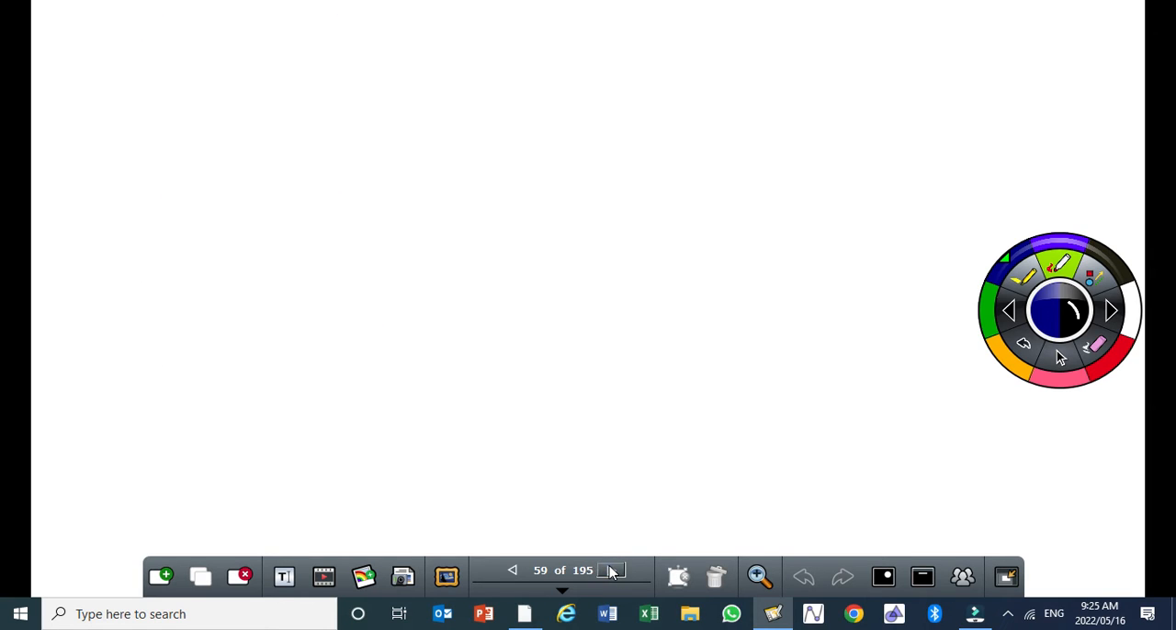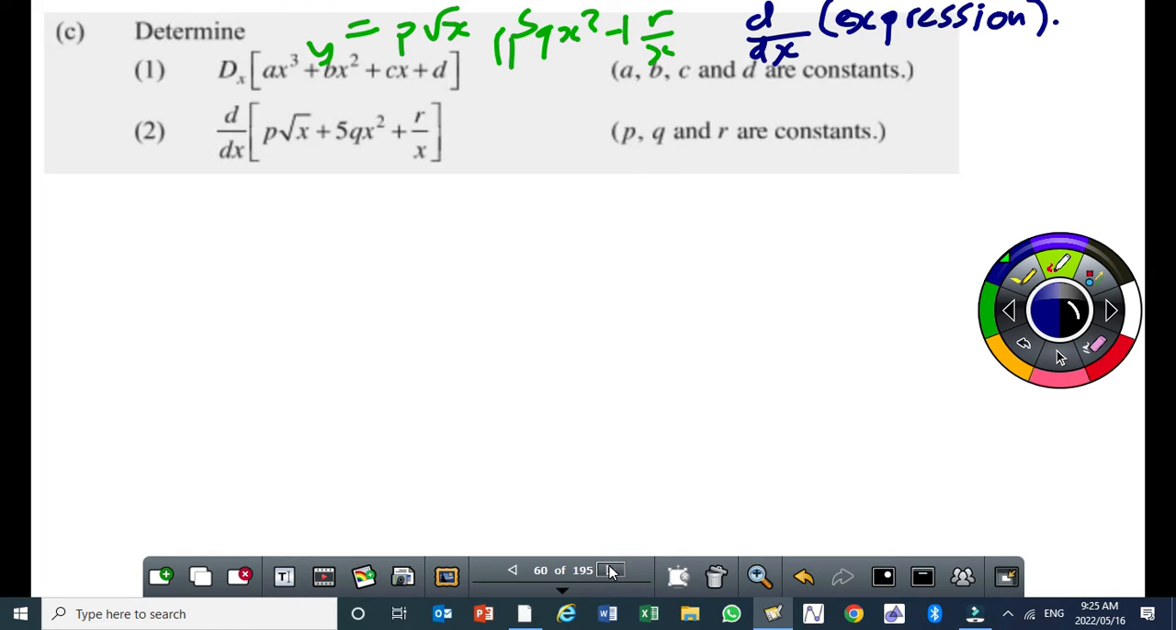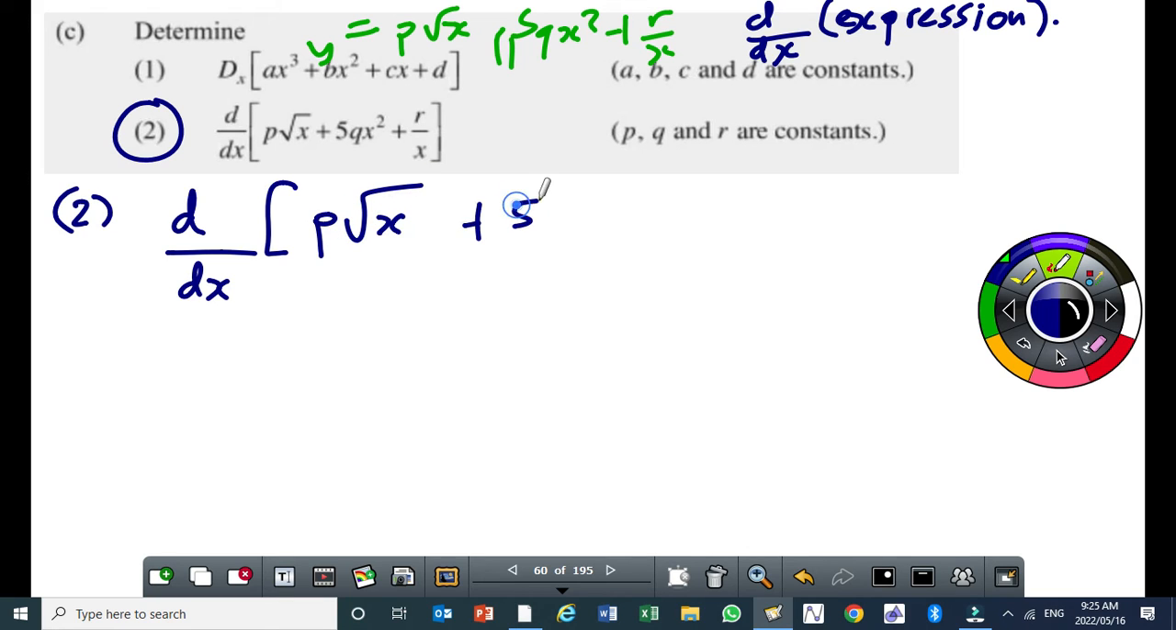Okay? Let's move on. Then I gave you number 2 here. So we have got d over dx of p times square root of x plus 5qx squared plus r over x. And we are told that p, q, and r are constants, which means they are real numbers. Okay? Now here, we have got a special type of notation, d over dx of an expression. So with this expression here, you can just write your answer straight away. That will be your derivative.